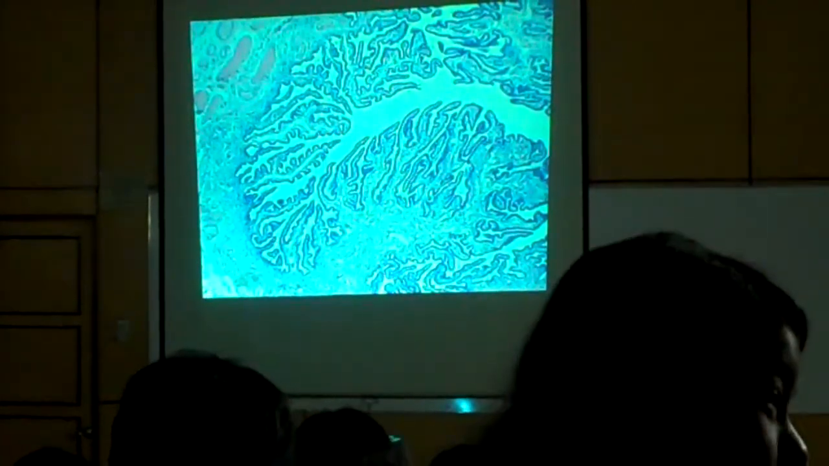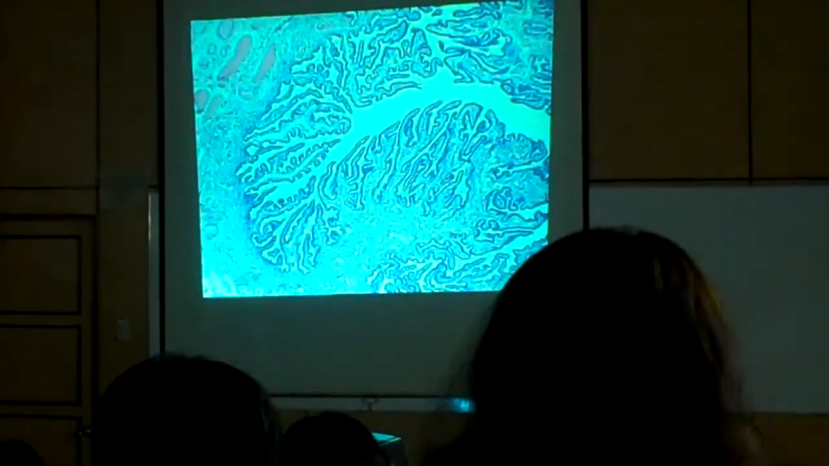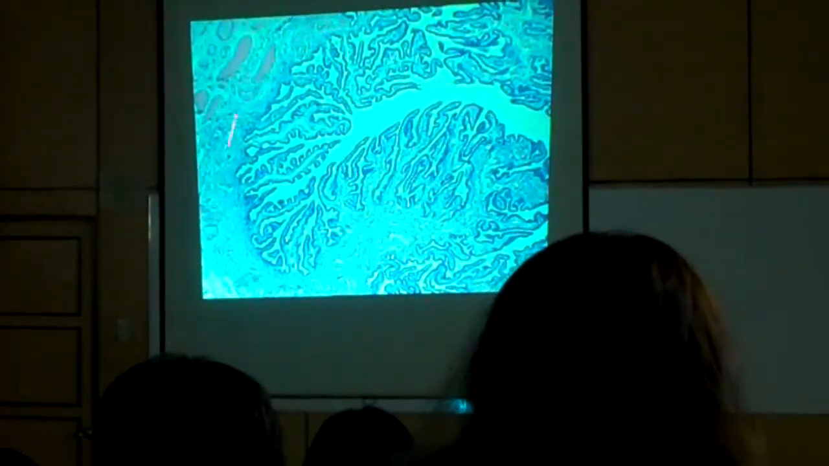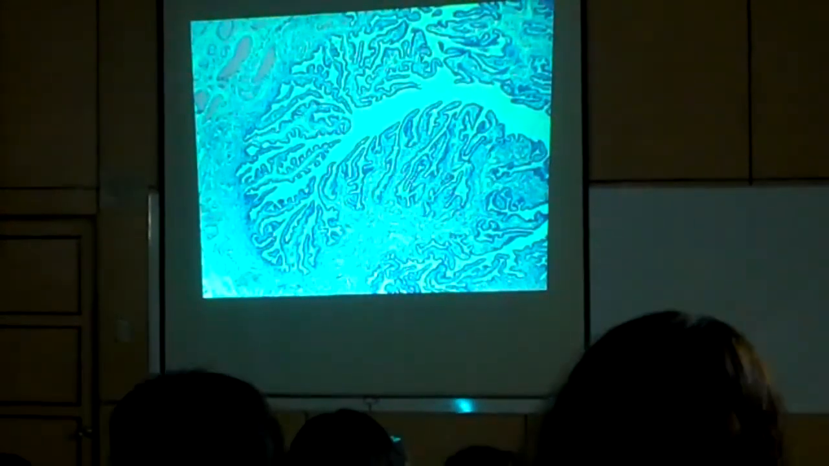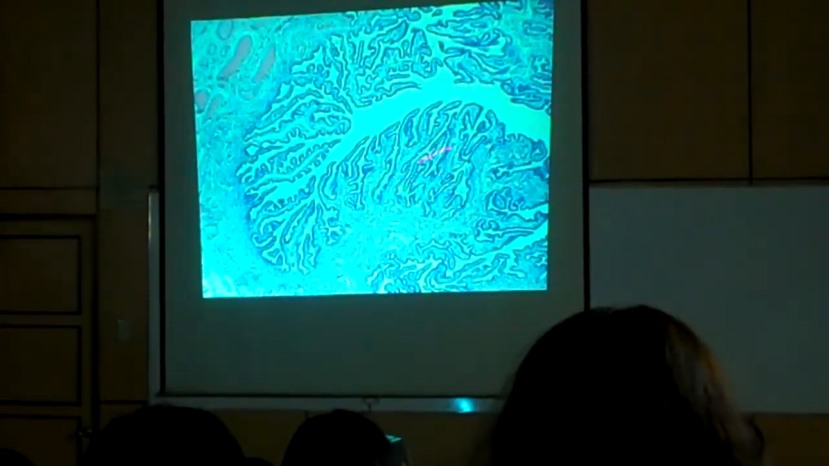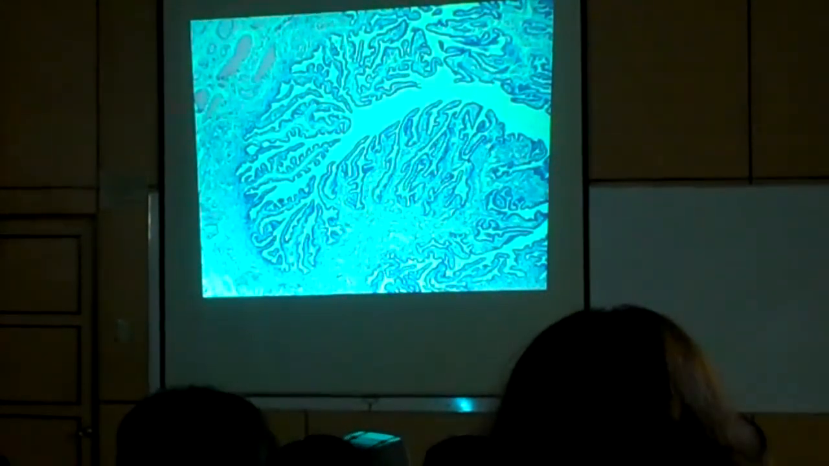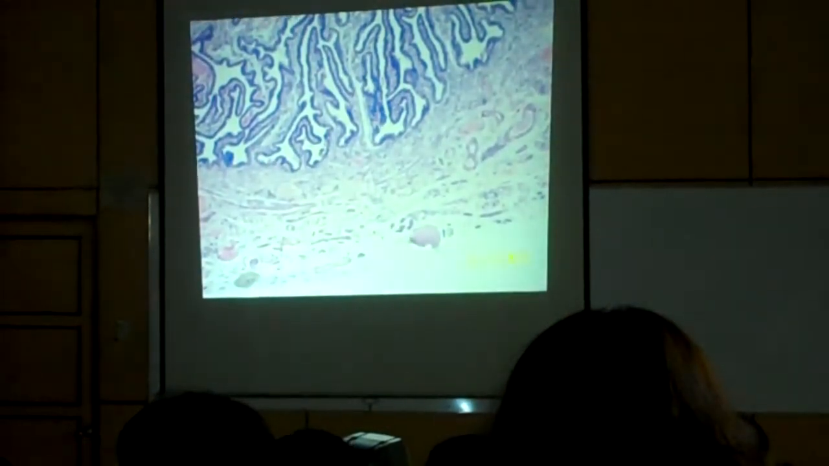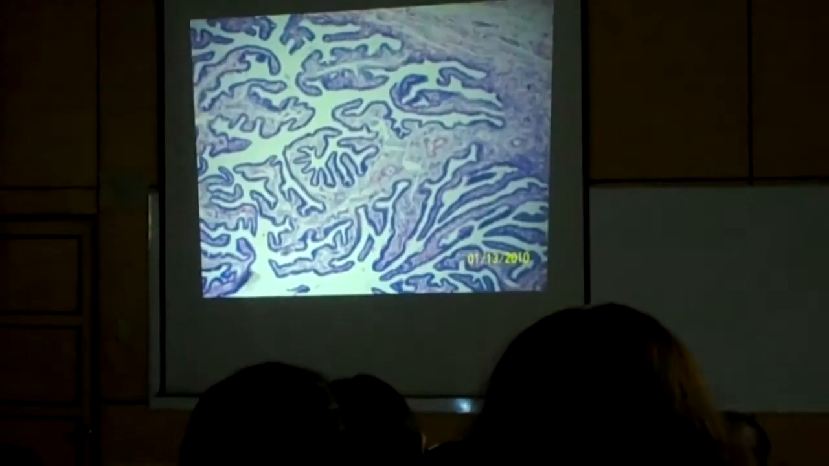Okay, now, identify the organ. Fallopian tube. You have a wall, fibromuscular wall. You have the mucosa exhibiting intraluminal papillary infoldings, complexly arborizing. And this is the wall and mucosa.